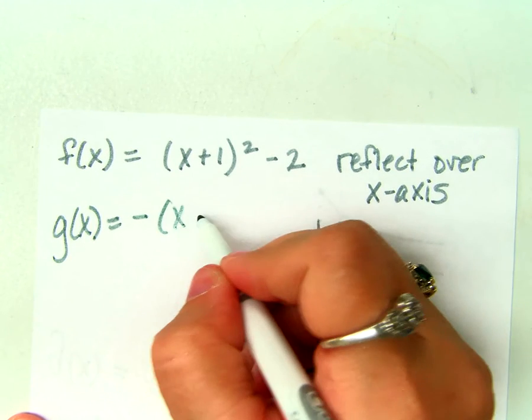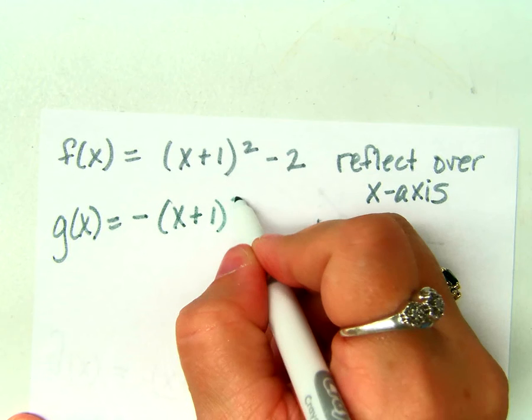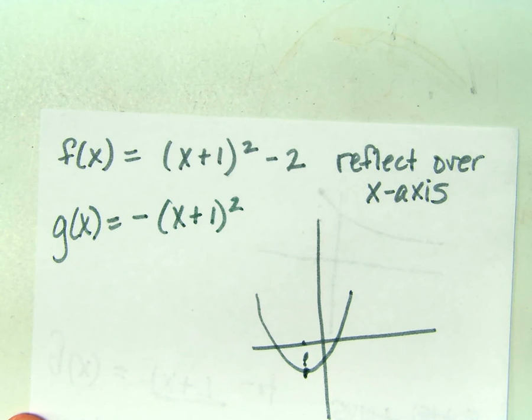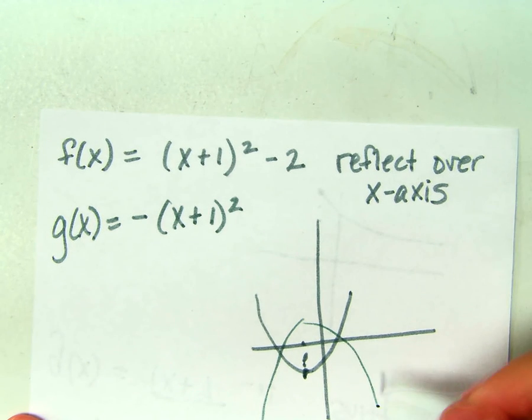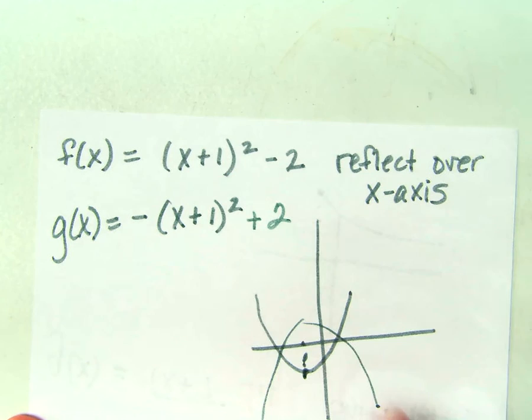Negative. It's reflected, right? So shouldn't it be right here? Right? So it would be plus 2.